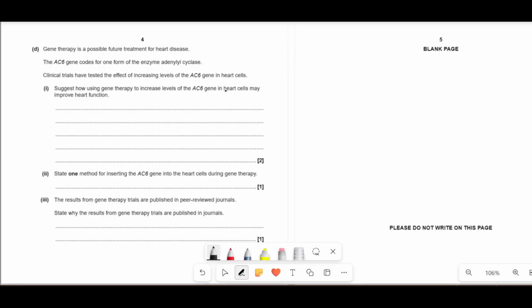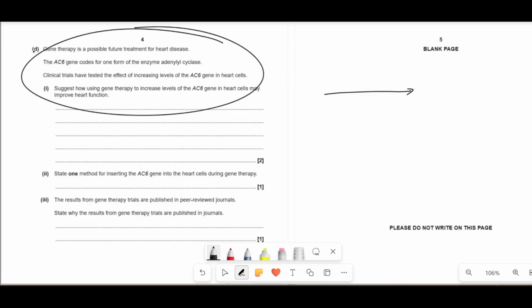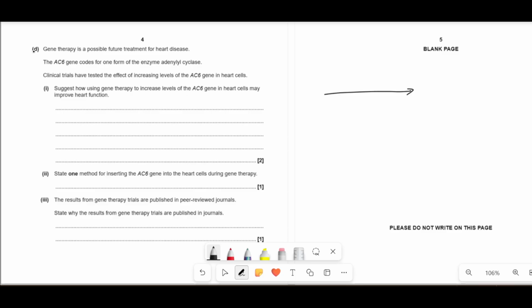So again, with this kind of stuff, what I like to do is think, what's the end consequence? What are the facts I can establish from here? Because you probably have never heard of this gene, and they're not expecting you to. They're expecting you to think in your head and be like, what can I apply here? So what they've said is that if I increase AC6, for some reason that improves heart function. Right? Now, again, only on what the question's saying.